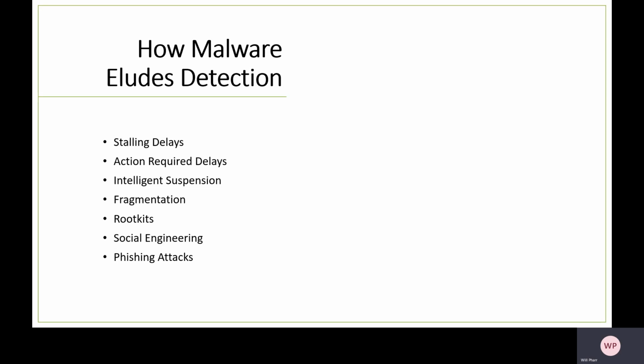How malware eludes detection. We have stalling delays, where malware remains idle to defeat timer-based recognition. And we have action required delays, where malware uses delay tactics so that a user must perform a certain action before the malware will execute itself. Intelligent suspension is where malware waits until it has infected the host machine before it does any injecting or modifying of files.